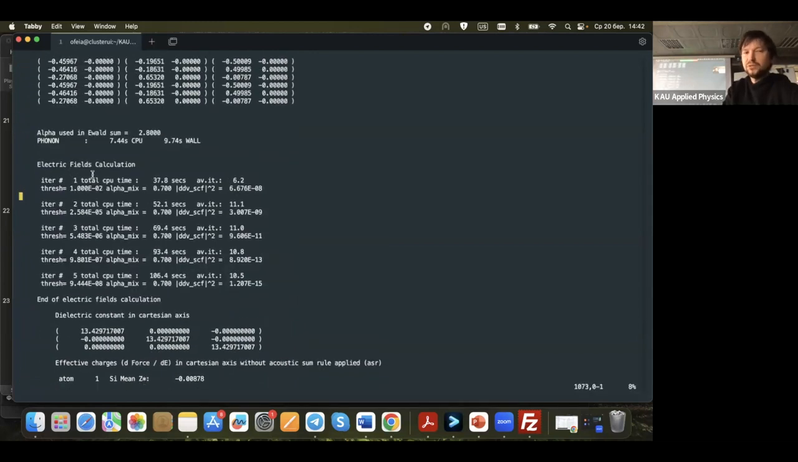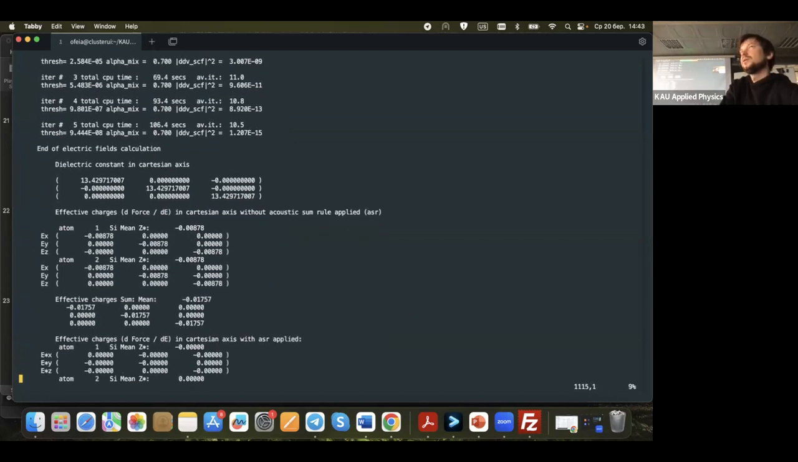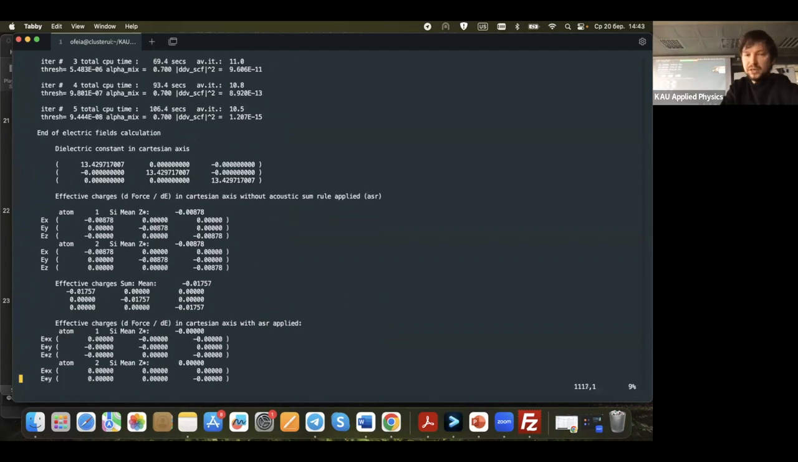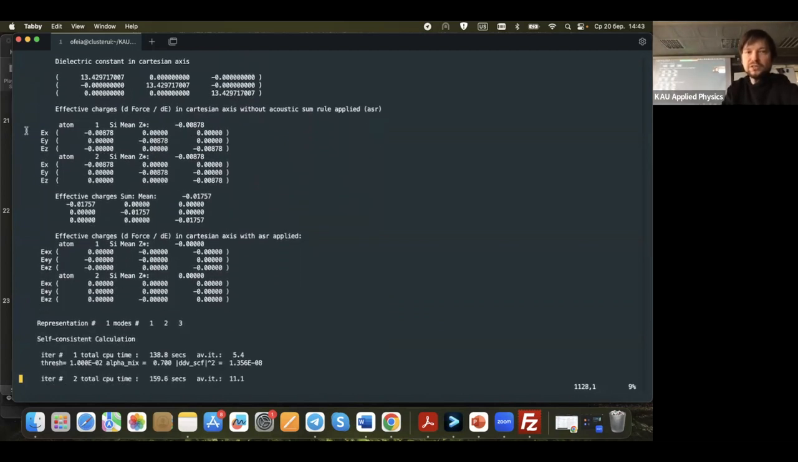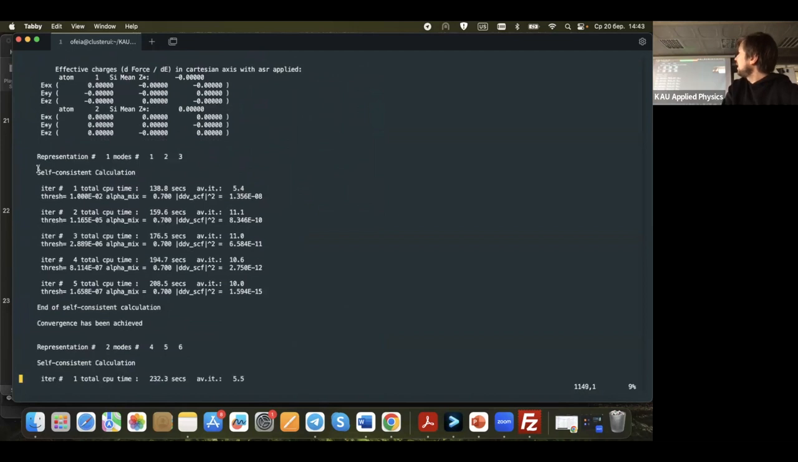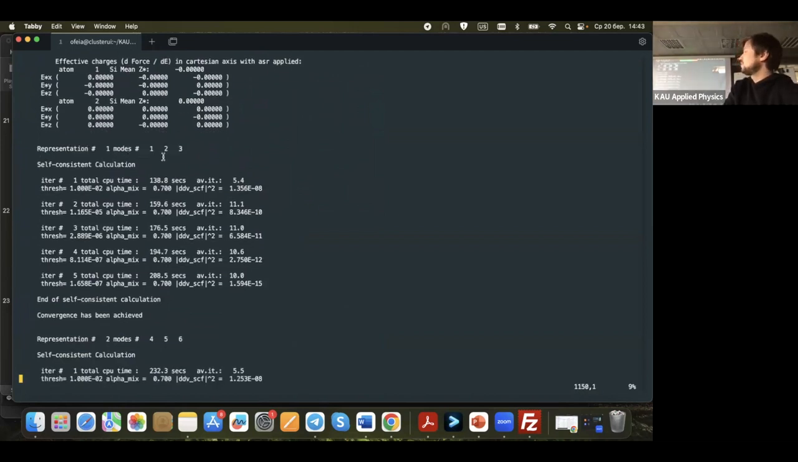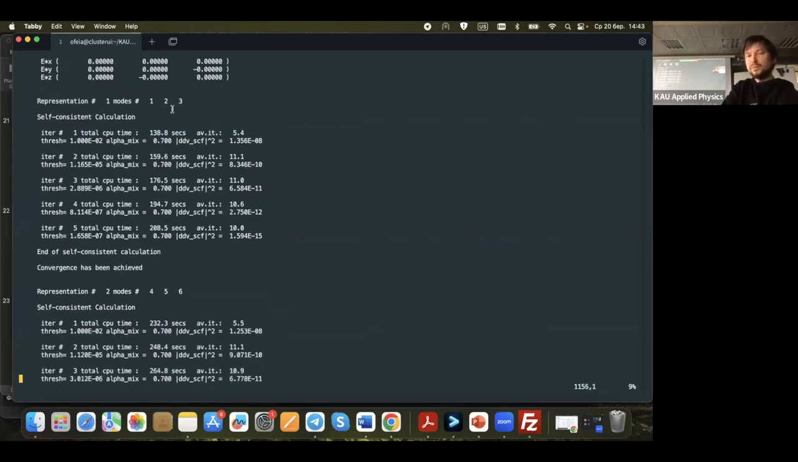Then it calculates some electric field constants, because as I told you, our optical modes are close to some optical things. That's why we can calculate the dielectric constants. Here it also calculates the electric field response for the structure. We don't need it. And then here is representation one. So the whole calculation for six modes at the Q = 0 point was divided into two bunches of calculations. One bunch has three modes.